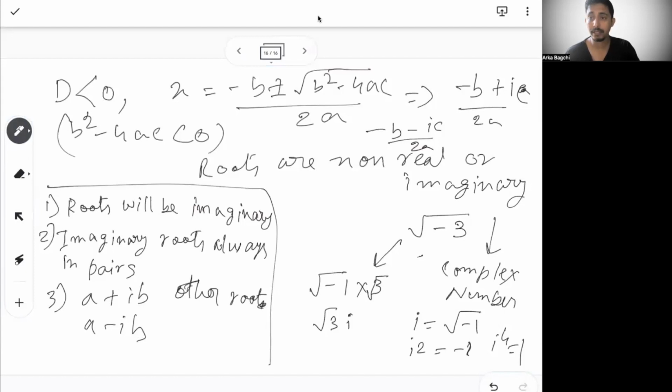Like I said, it will never happen that one root is imaginary and the other root is not imaginary. Both roots have to be imaginary or complex numbers when d is less than 0. So this is it. I think we have covered quite a lot in quadratic equations.